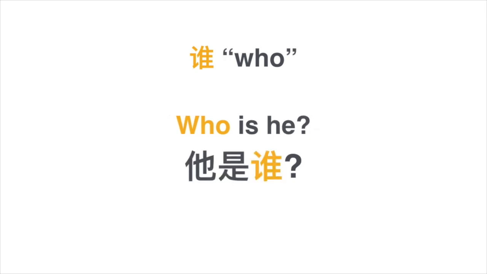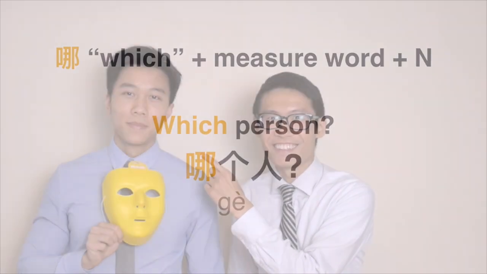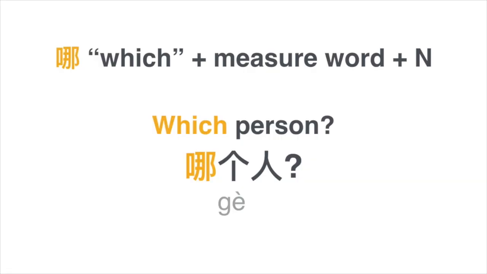Who is he? 他是谁? Again, Chinese doesn't distinguish gender in pronunciation, but they do in writing. 他是谁? 他是 Ken. All right, moving on to which.